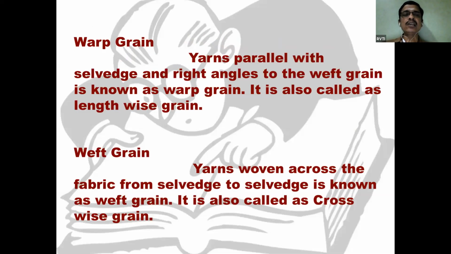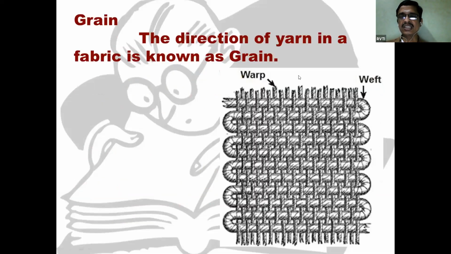The yarn parallel to the selvage and at right angle to the weft grain is known as warp grain. It is also called lengthwise grain. The yarns woven across a fabric from selvage to selvage are known as weft grain, called crosswise grain. The direction of yarn in the lengthwise warp direction is known as lengthwise grain or warp grain.